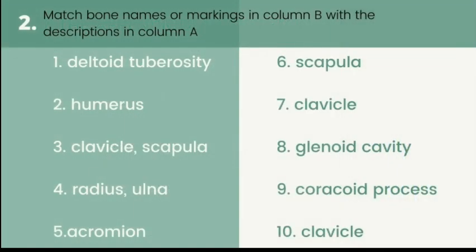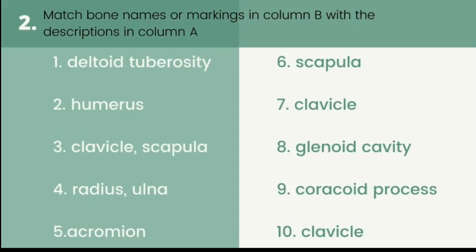For number 2, we have the matching type, match column A to column B. Number 1, raised area on the lateral surface of the humerus to which deltoid muscles are attached. The answer is deltoid tuberosity. Number 2, also known as the arm bone, is the humerus. Number 3, bones of the shoulder girdle, which is the clavicle and the scapula. For number 4, forearm bones. It is the radius and the ulna.